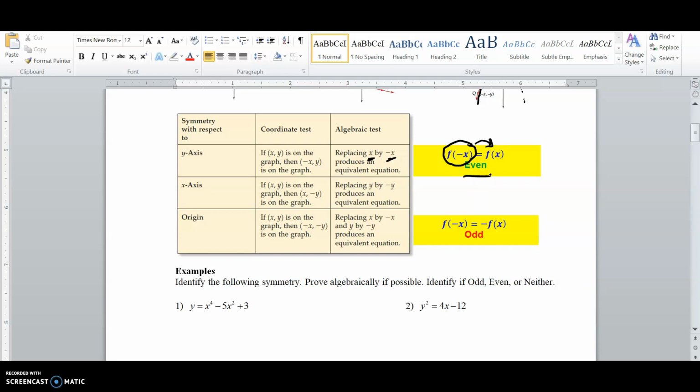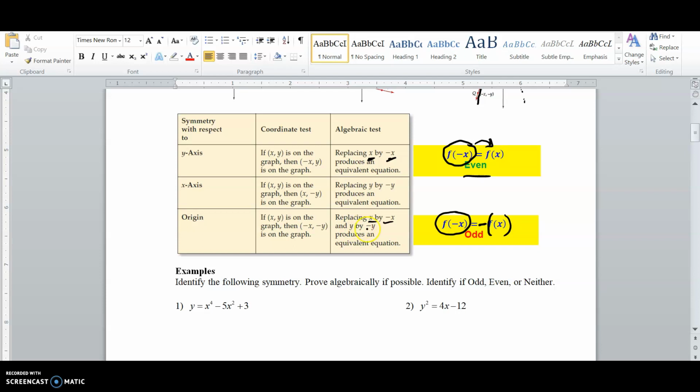The other option that could happen is we do the same thing. We replace our x's with negative x's. And again, I go back to this method where I look at the function as f of x equals whatever it is we're given, and I replace all of our x's with negative x's. If in the end I can rewrite the same function f of x, but I have a negative sign out front, then we've successfully proved that we have symmetry across the origin. We call that an odd function.